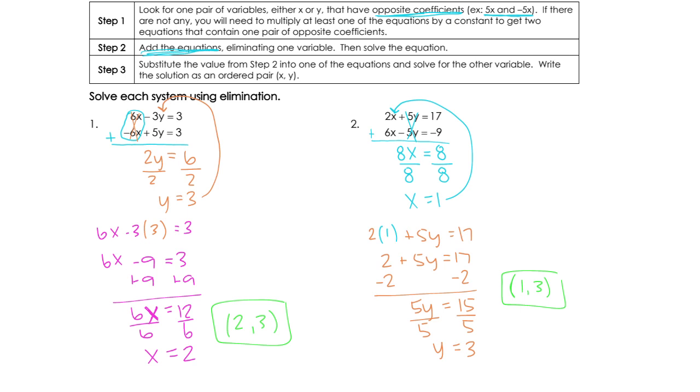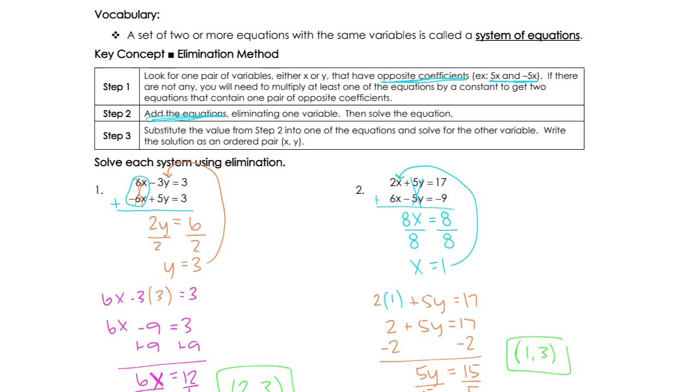Okay, that's it for numbers 1 and 2. So before we go to the next page, though, I do want to just highlight real quick this right here. If there are not any opposite coefficients, we're going back to step 1 here. So you're looking for opposite coefficients. If there are not any, you will need to multiply at least one of the equations by a constant or a number to get 2 equations that contain a pair of opposite coefficients. So we're going to talk about that on the next few pages here. So let's go ahead and flip to the next page.